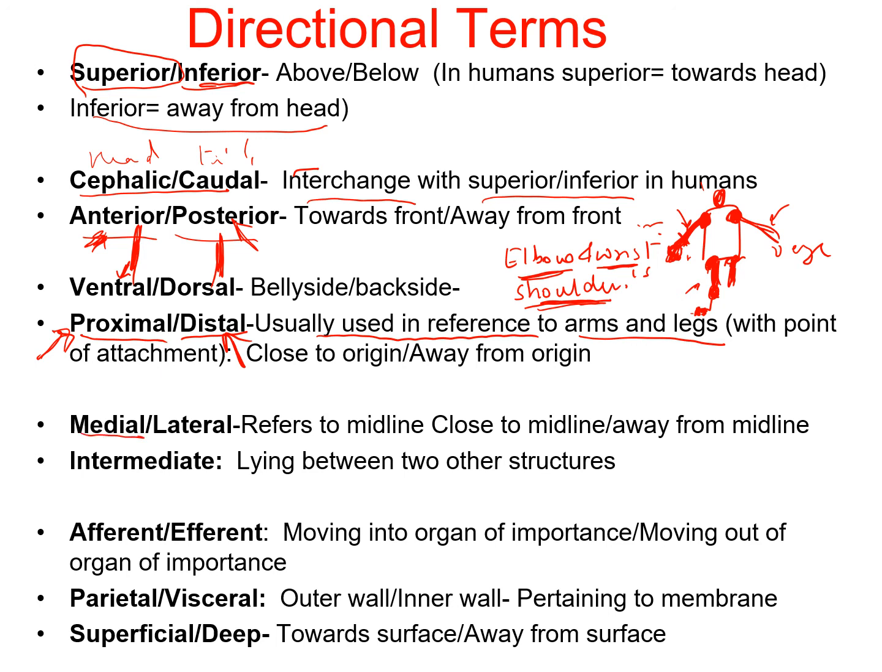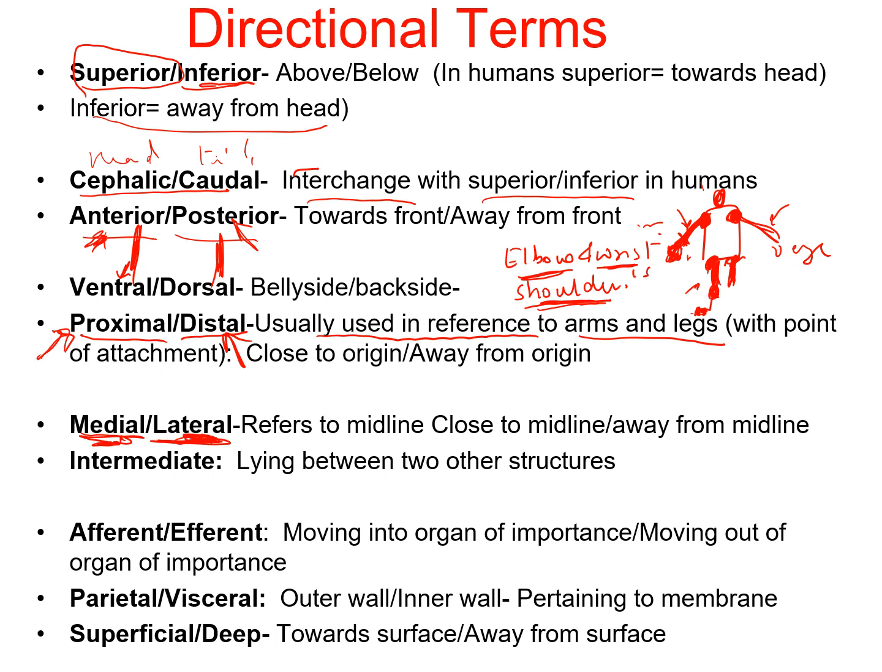And then we have medial and lateral. Medial refers to an imaginary center line that divides the body into the left and right halves. Okay, so let's just say the nose and the eyes. The nose is medial to the eyes because the nose is in the center of the two eyes.